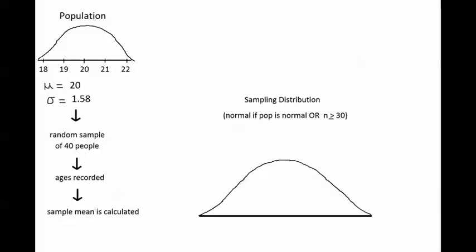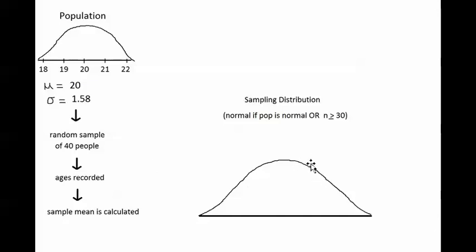This is a more realistic example in which I'm taking a random sample of 40 people from a large population that has a normal distribution. I'm recording the ages of the 40 people, and I'm calculating the mean age of my sample. In this situation, the sampling distribution is normal because when a sample is randomly selected from a population and a sample mean is calculated, the sampling distribution is normal if the population is normal or the sample size is 30 or larger. This rule is called the central limit theorem. In this situation, both are true. The population is normal and the sample size is 30 or larger, so this sampling distribution definitely has a normal shape.